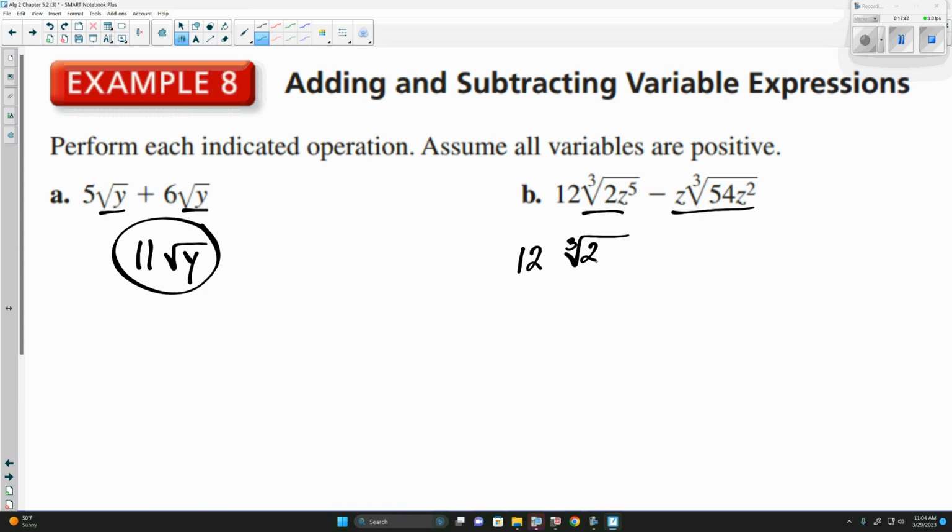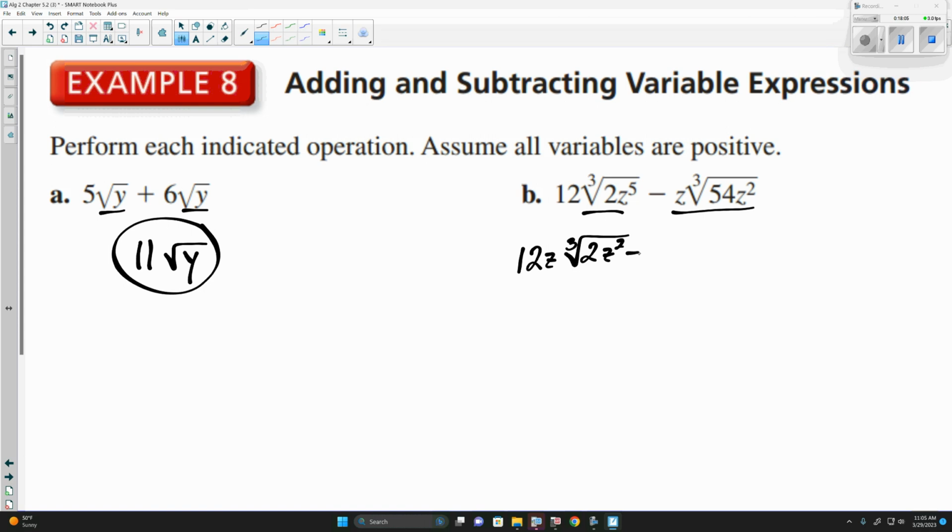How many z's can we take, groups of 3 z's can we take away from z to the 5th? 1. How many are left inside? 2. If we take 3 away from 5, we're left with 2, yes? Well, now do the z squareds match up inside the radical between the two?